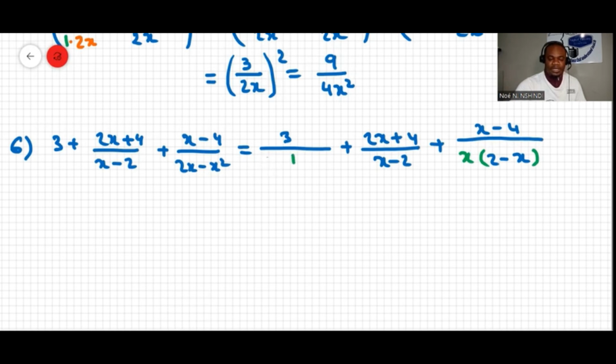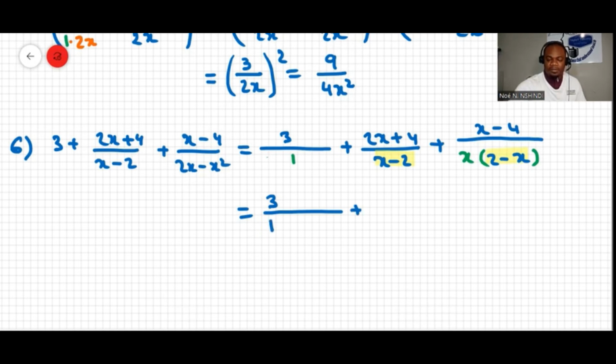Then over here I can write 3 over 1, and then x minus 2, and then this is x open bracket 2 minus x. We can now notice that this is not exactly the same as this. They're not exactly the same. So what can we do? If I want to make them the same, I can just switch the values of x and 2 here and then change the signs.